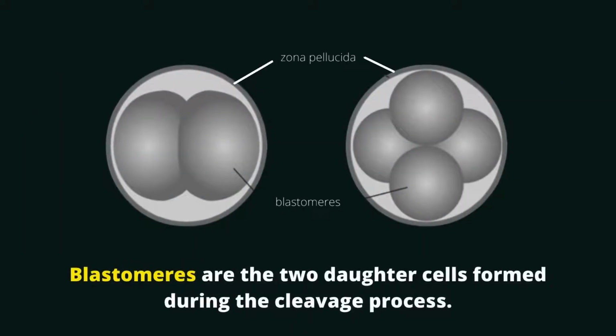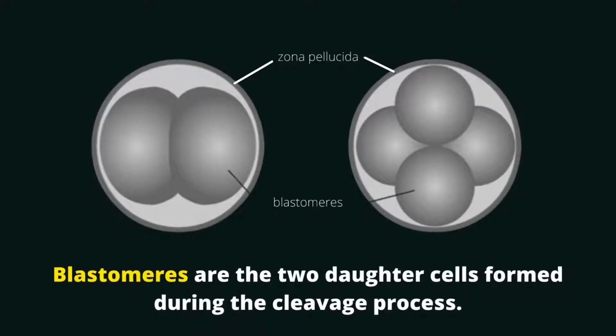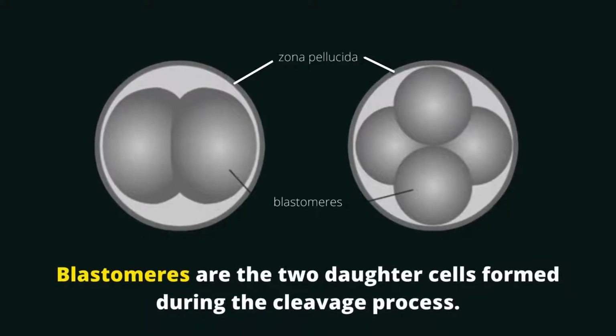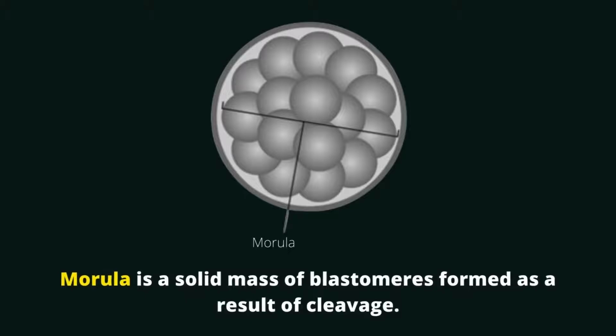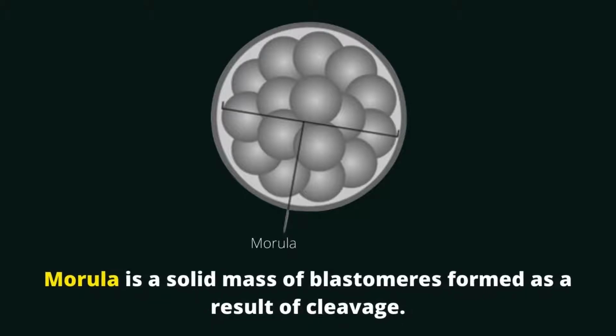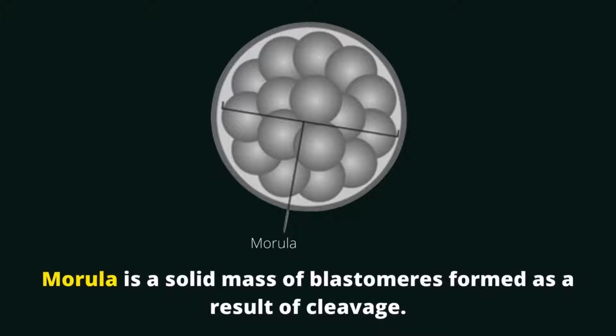Blastomeres are the two daughter cells formed during the cleavage process. Following the division, the two daughter cells will begin to divide again, following the same procedure as how the zygote divided into two, resulting in a 4-cell embryo. The 4-cell embryo will be divided again into an 8-cell embryo. The cleavage process will continue until the morula is formed, which is a mulberry-like structure; morula is Latin for mulberry.